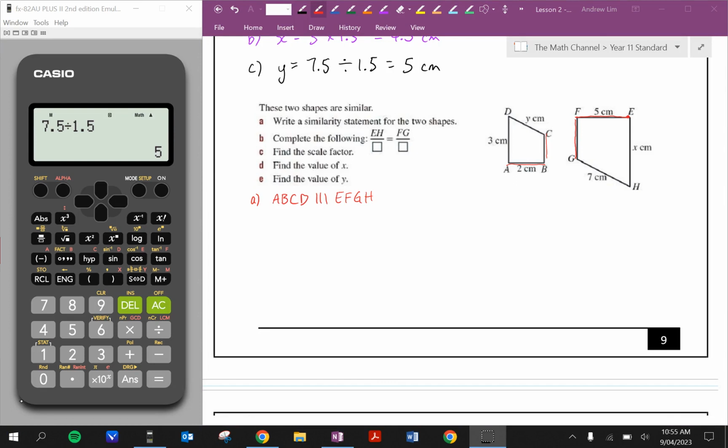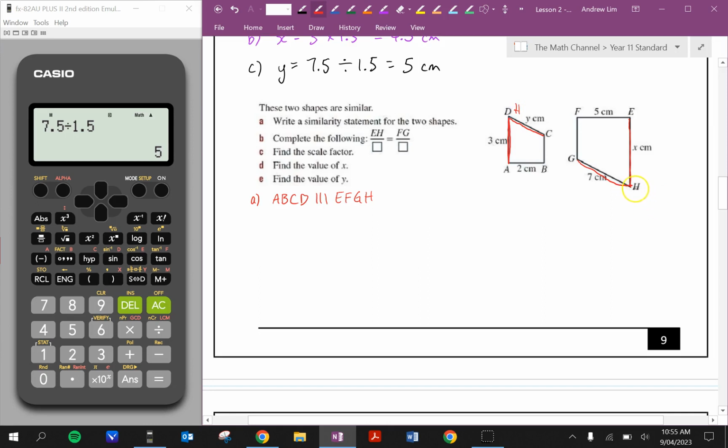So another hint or advice I would give is maybe look for a particular vertex or point that's unique. Let me just get rid of this. We can see that D is between the longest side and this slant. And on the other shape, the longest side is here and the slant is here. So D corresponds with H. I might just write the letter H here.